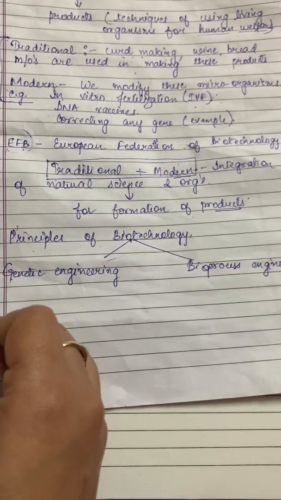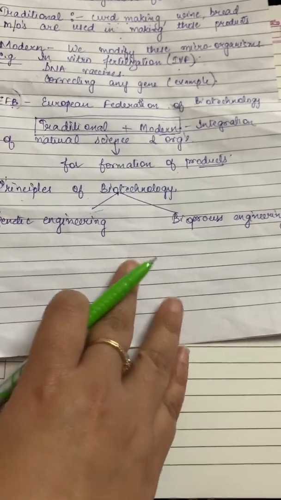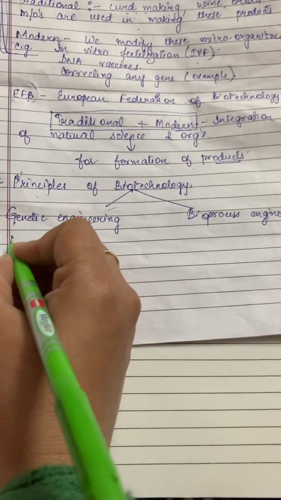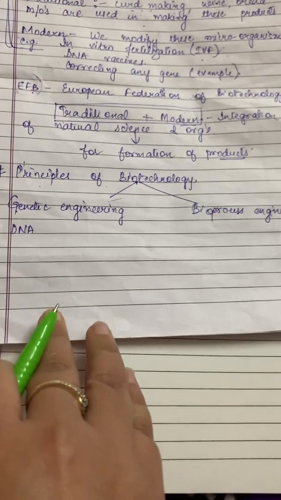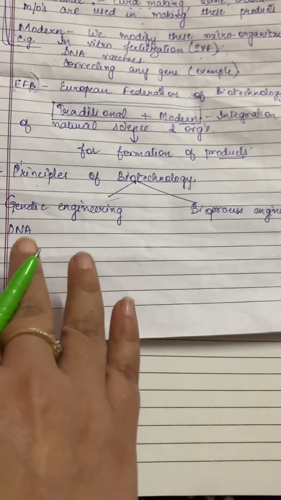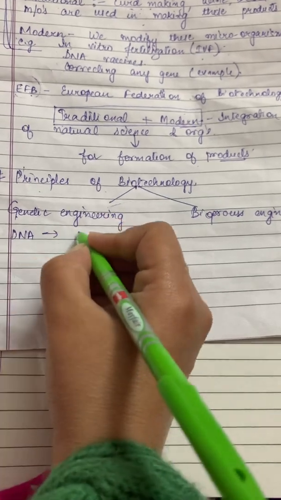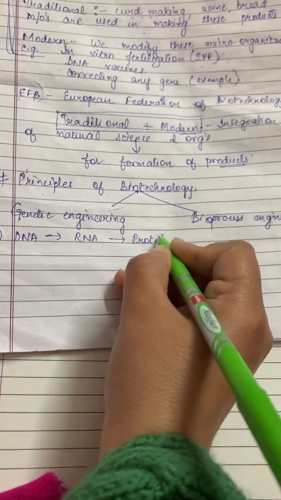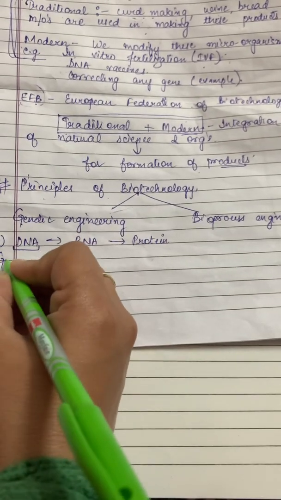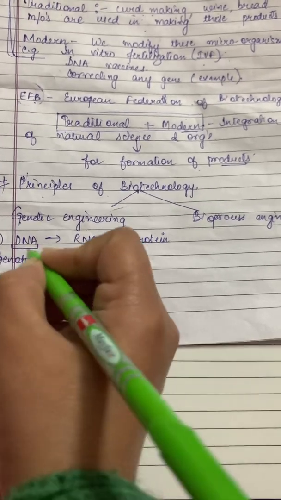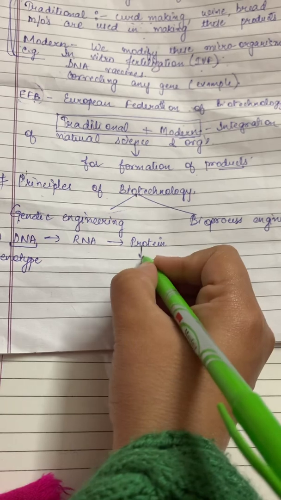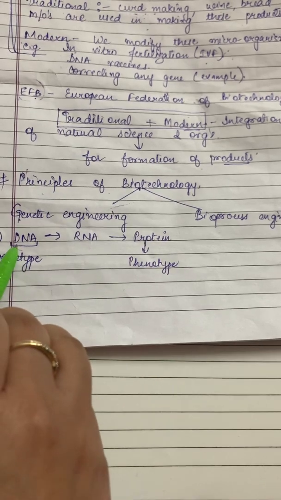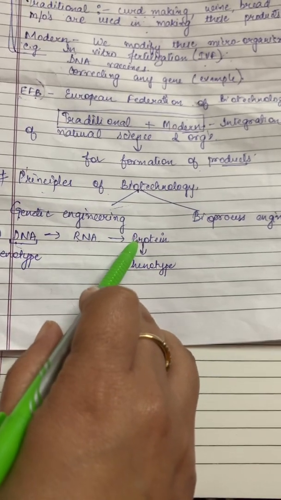In genetic engineering, what do we do? Last semester I told you that DNA is the hereditary material of all organisms. What is made from DNA? RNA is made from DNA, and what is made from RNA? Protein. DNA constitutes the genotype. Clear? And protein constitutes the phenotype. Clear? DNA first makes RNA, and RNA makes protein.